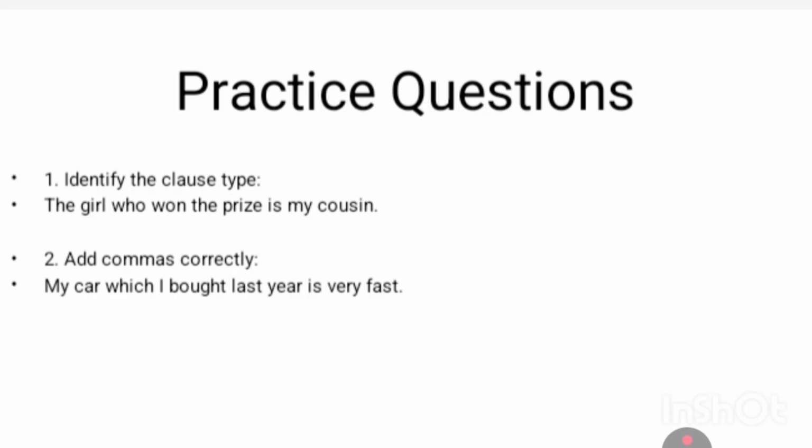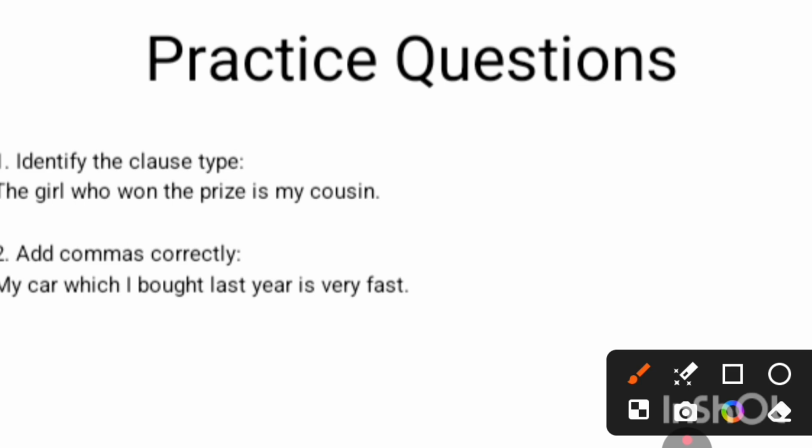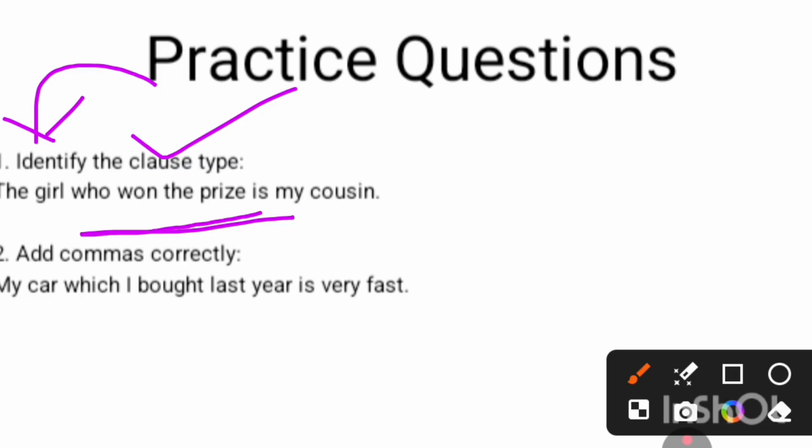Now there is a question. The question is: identify the clause type. The girl who won the prize is my cousin. Friends, here you can see this is the subordinate clause, "who won the prize." There is no doubt, and there is no comma, so it is essential. And this part is used to identify this girl. This is also clear. So obviously it's a defining clause.